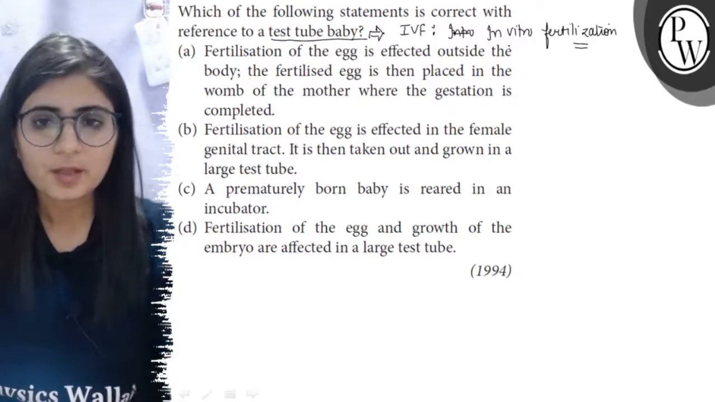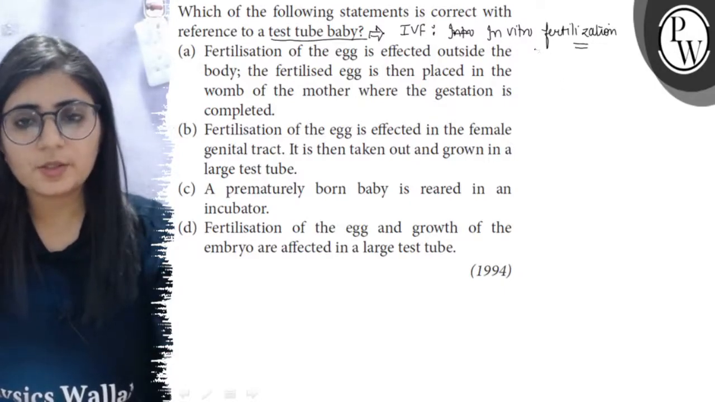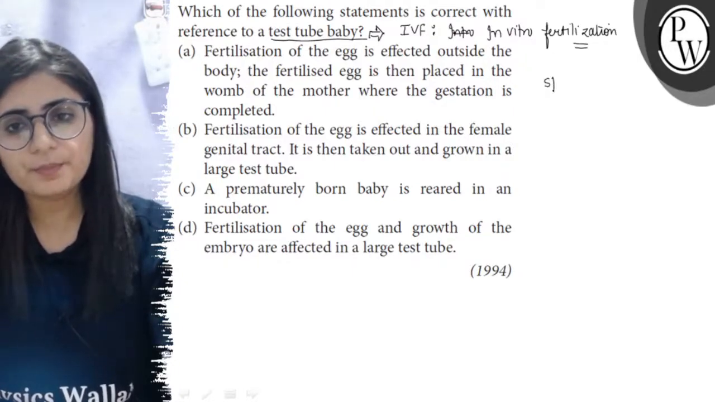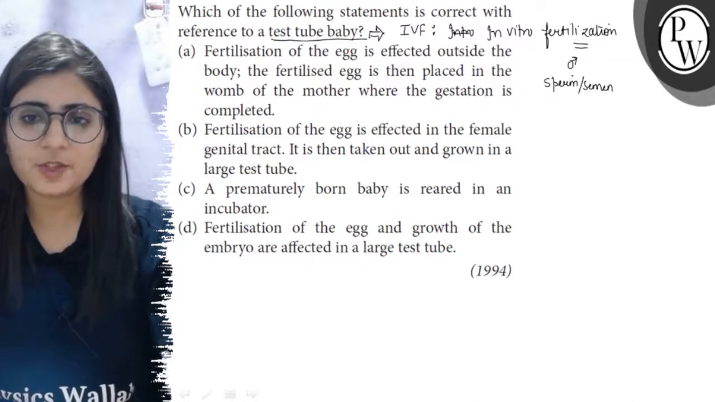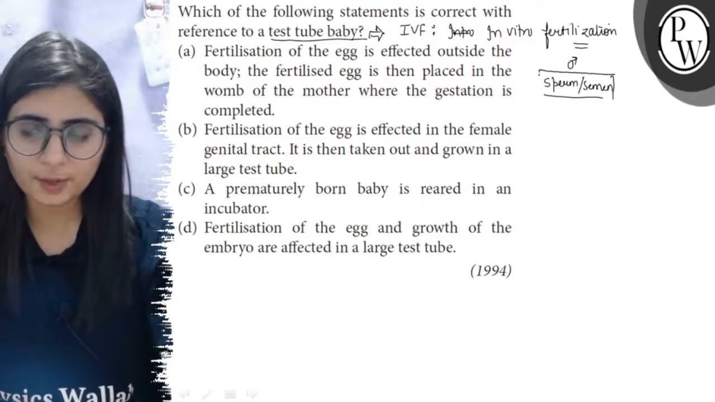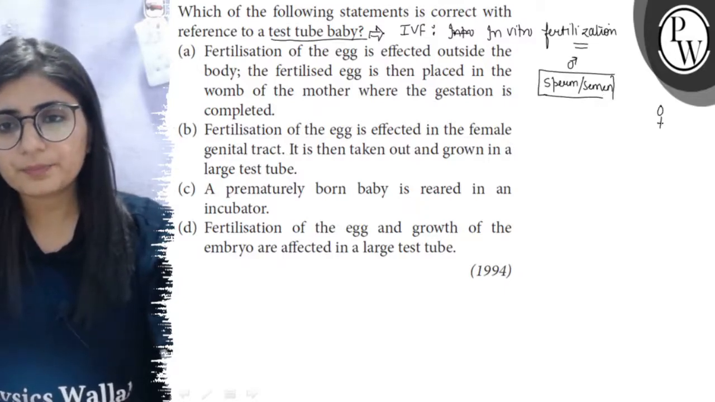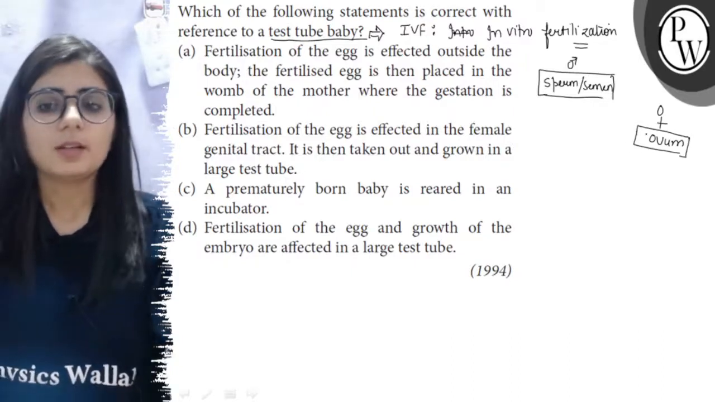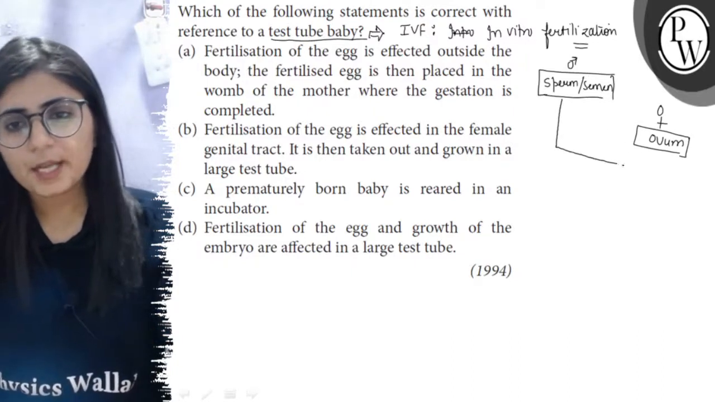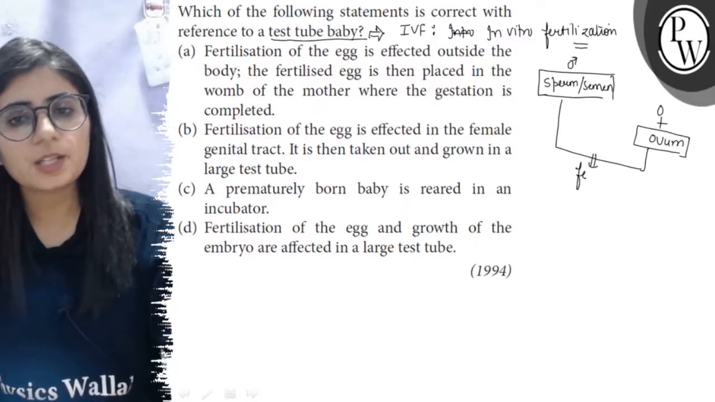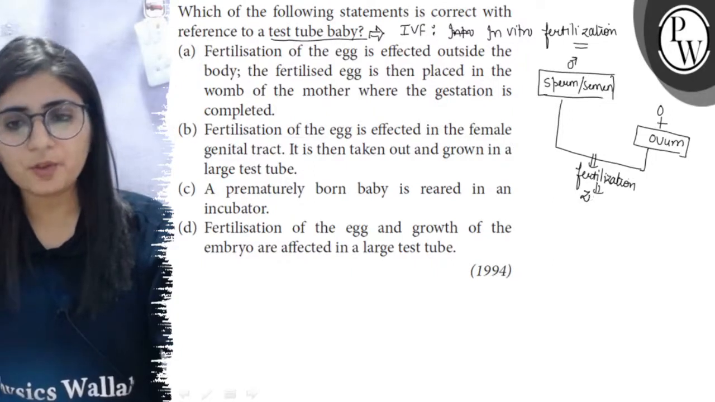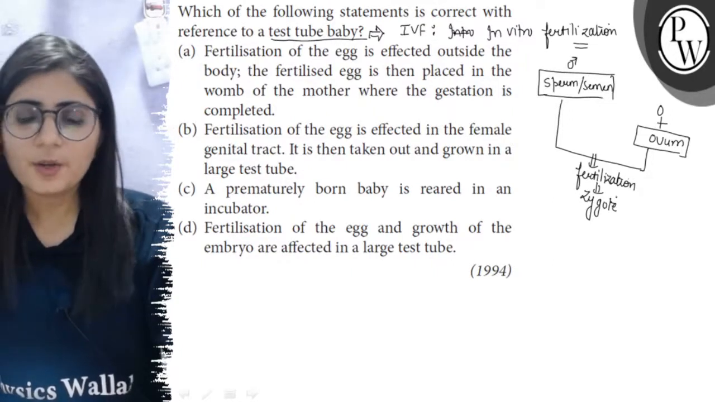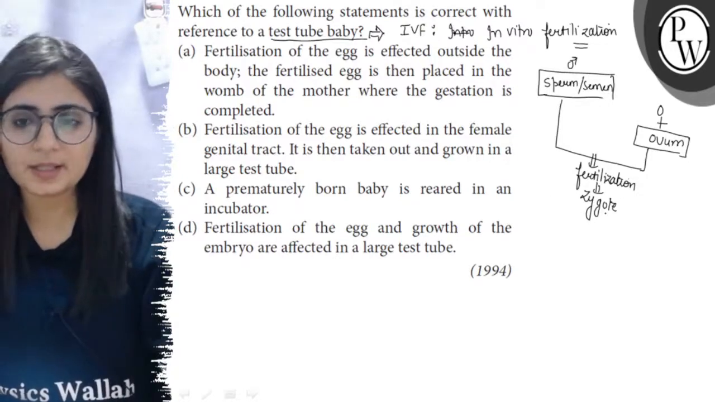So here what needs to be done during this technique is that sperm or semen is collected from the male, which may be the husband or any other healthy donor, and the eggs or ovum is collected from a female. Now the ovum and sperms are kept together in a test tube where fertilization is achieved, and this fertilization leads to the formation of zygote. Now here only the fertilization is taking place in the test tube.